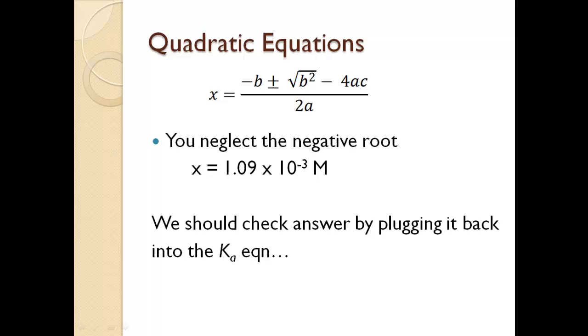So we just go ahead and disregard it. All we keep is the positive root. So X is equal to 1.09 times 10 to the negative 3 molar.